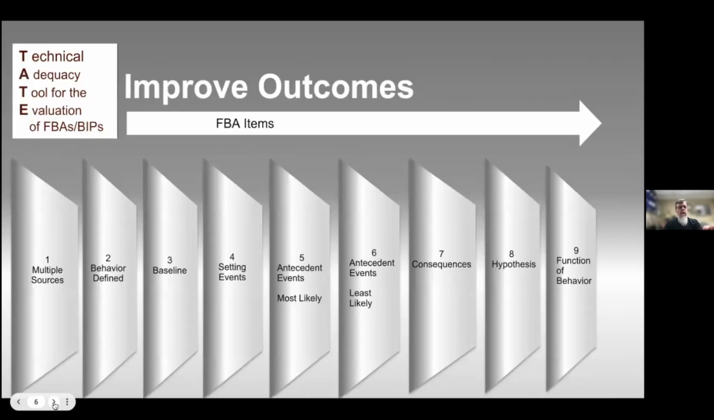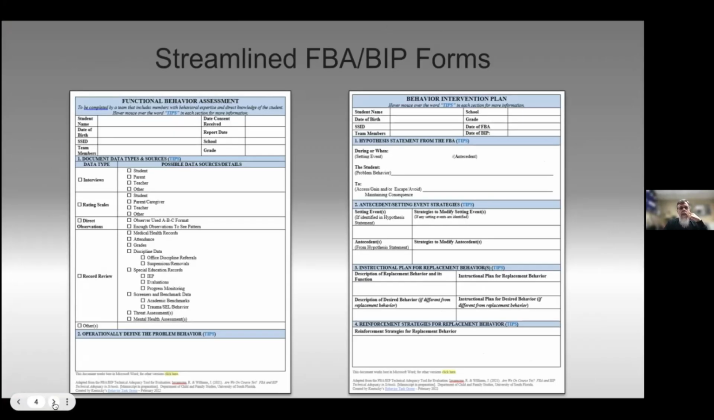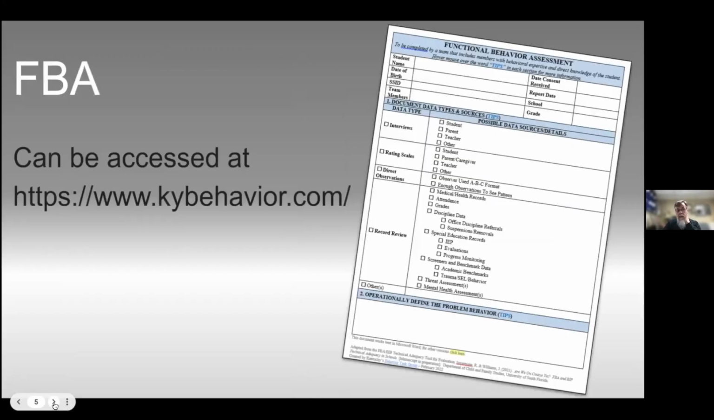And these forms got the technical adequacy tool for evaluation of FBAs and BIPs. We use that document or that information to develop these forms aligned with the TATE. So each step along the forms that we have numbered or listed does align with the TATE, and it answers certain questions about that. And you can use that tool to determine if you have an evidence-based FBA and a behavior intervention plan. And these forms can be accessed at, like I said, kybehavior.com.